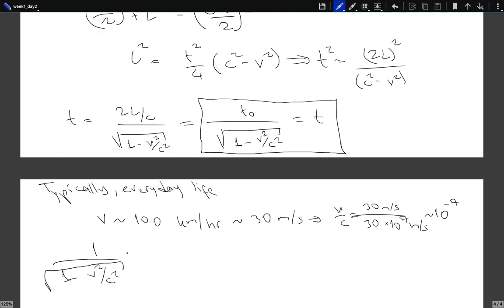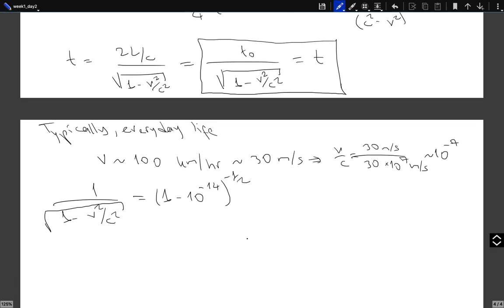So let's just look at this factor, which is 1 minus 10 to the power minus 14, to the power minus 1/2. Well, 10 to the power minus 14 is very small, so I can use the binomial expansion. This is approximately 1 plus 1 over 2 times 10 to the power minus 14. What I used is that 1 plus x to the power n is approximately 1 plus n times x, as long as x is much smaller than 1. So you see, the difference in time measured by you in the bus and by your friend on the sidewalk is 1 part in 10 to the power 14.